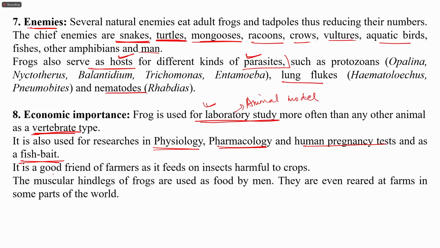It is a good friend of farmers. Like earthworms, frogs are also a good friend of farmers. Why? Because they eat insects. Frogs feed on the insects which are harmful to the crops, thus preventing the insects from infesting the crops.